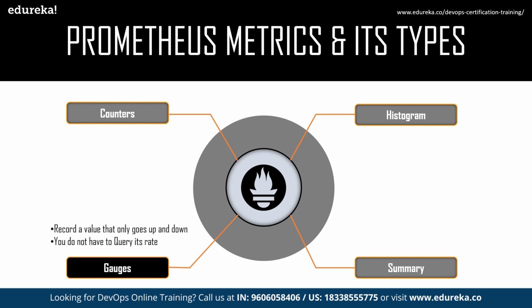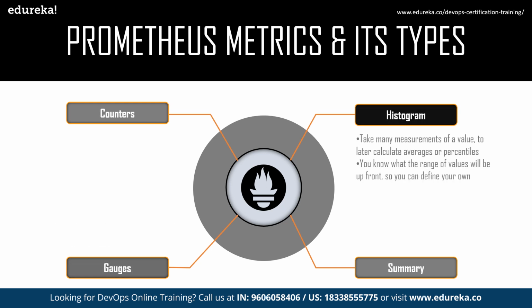So the client library usage documentation for gauges covers Go, Java, Python, and Ruby. The next metric type is the histogram. Now, a histogram samples observations and counts them in configurable buckets. It also provides a sum of all observed values. A histogram with a base metric name of base name exposes multiple time series during a scrape. Now, when you're operating on buckets, remember that a histogram is cumulative.